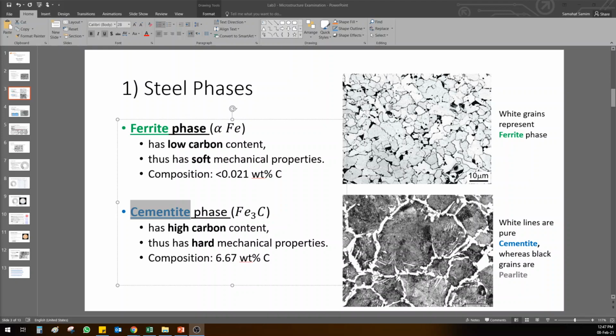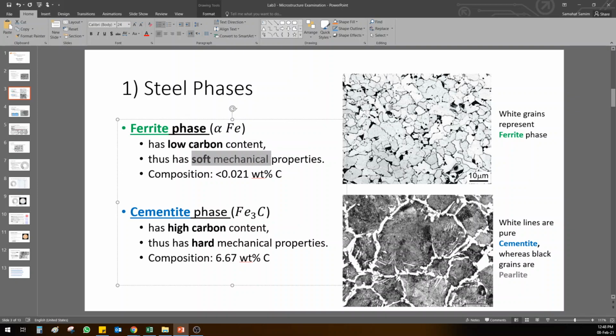Okay guys, the first steel phase is called ferrite. Ferrite usually looks like a white grain area. So the white region you see here on this microstructure is ferrite. What are the properties, or what information can we get from ferrite? Ferrite has a low carbon content inside it, and it is very soft. It has soft mechanical properties.